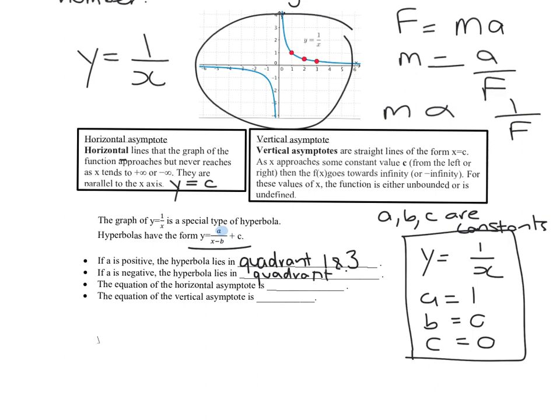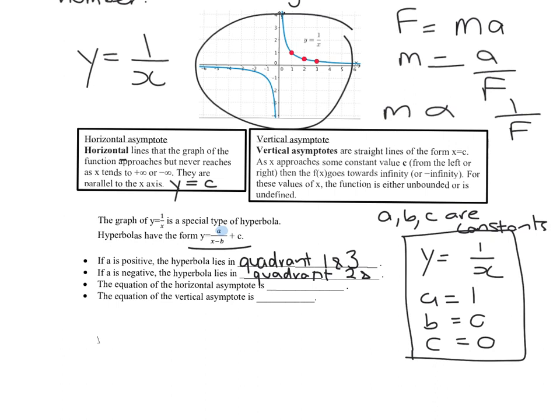So that graph up the top, if we had y equals negative 1 over x, it would look like this. Obviously getting closer to the x-axis and the y-axis, but it would look like that. That's the graph of y equals negative 1 over x, because the a is negative.